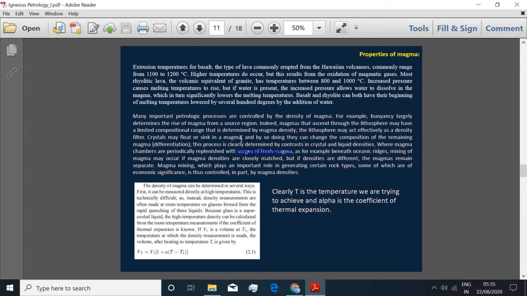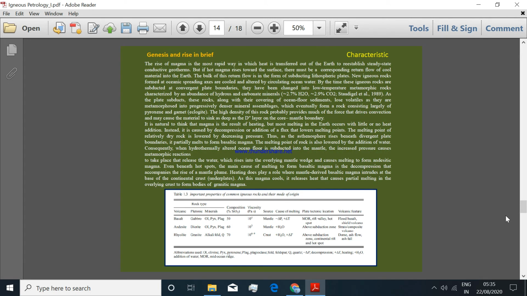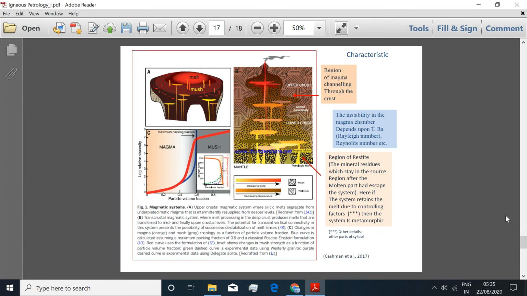This is clearly determined by contrasts in crystal-liquid densities, and when the magma chambers are periodically replenished with charges of fresh magmas. And this is a very important line. Crystals may float or sink in a magma, and by so doing they can change the composition of the remaining magma. Differentiation is clearly determined by the crystal-liquid densities. Okay, and when the magma chambers are periodically replenished, you find this diagram. This is the diagram where some of the things happen in the magma chamber.